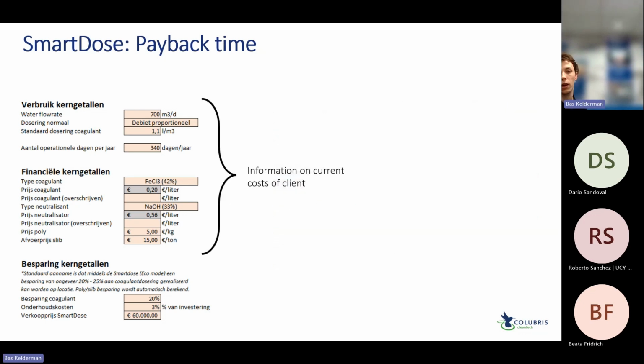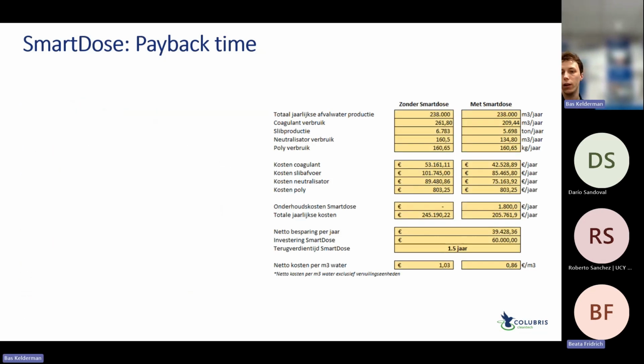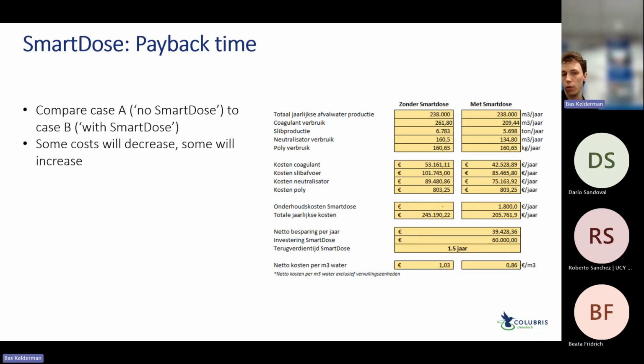We have a couple of inputs here that help you figure out what the client is currently paying for their coagulant consumption. Then we have something at the bottom here that gives you some figures on the savings. You probably shouldn't really touch those because that's more or less a given. And then from that, we calculate two different sets of figures, a case A and a case B, one without and one with a SmartDose. So some of the costs will decrease, like your coagulant usage and your sludge production.